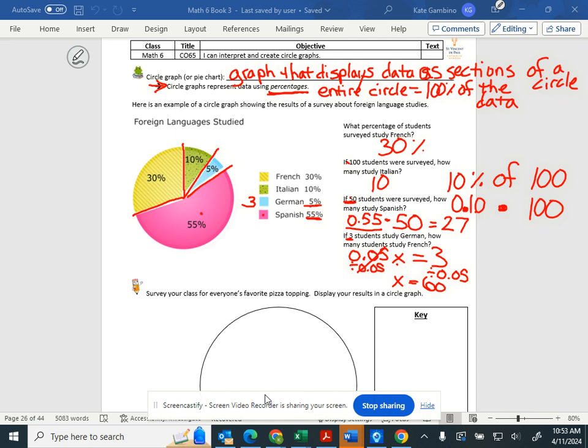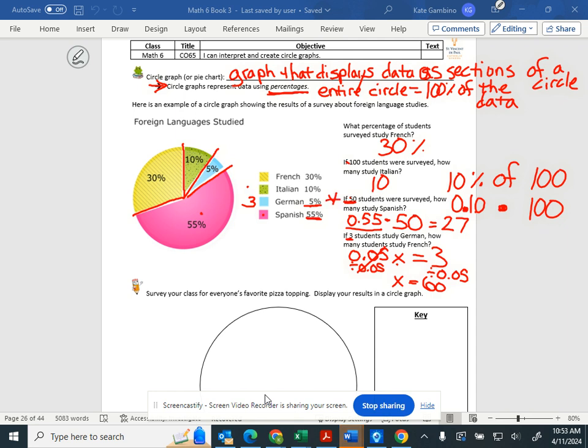Nope. Because there are more than just German and French. There's also Italian and Spanish. So you can't just subtract out those 3 from the 60, because there's lots of other languages being studied.